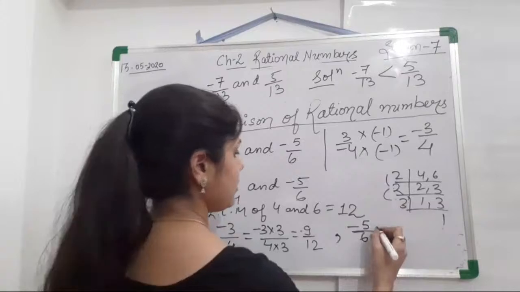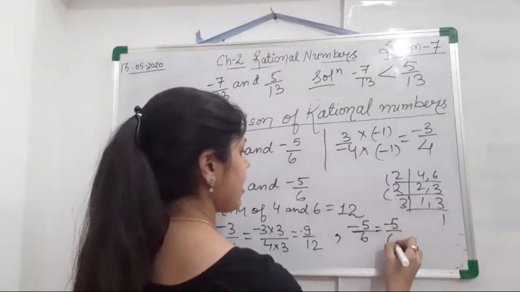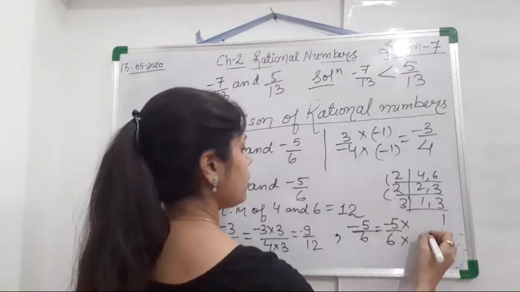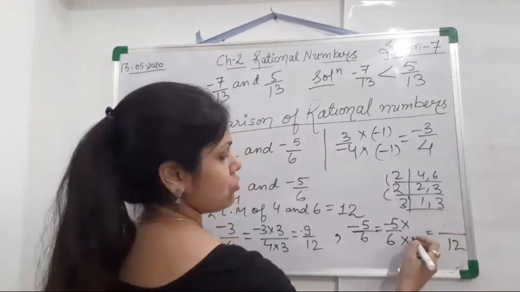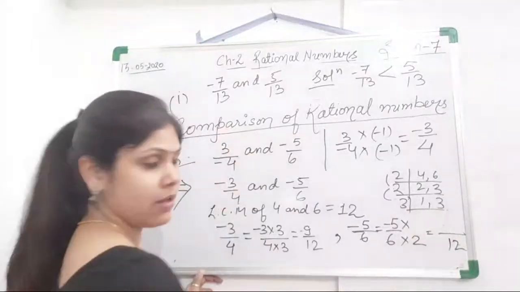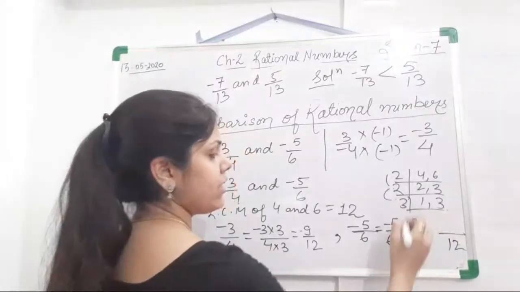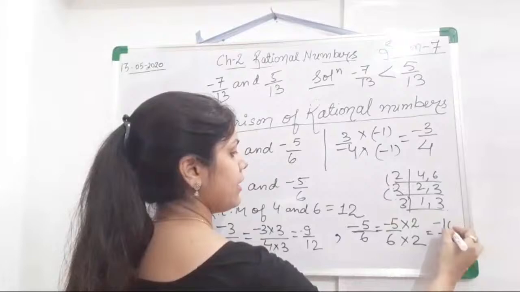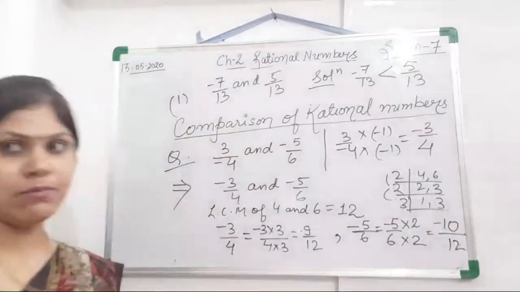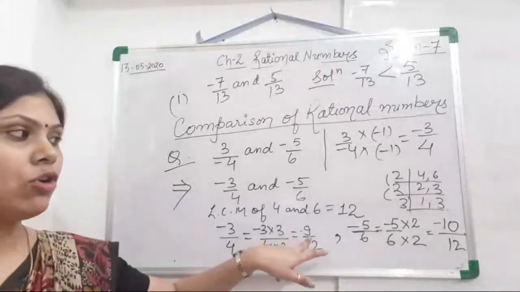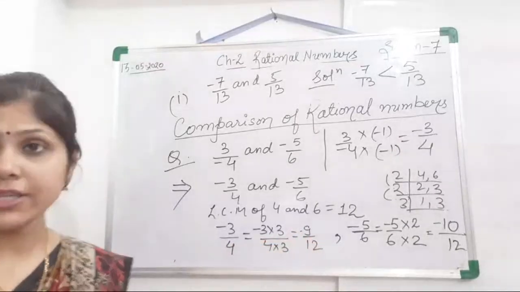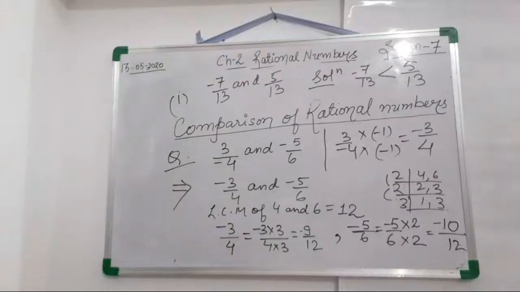upon 6. This can be written as minus 5 upon 6 into what? What do you multiply 6 by to get 12? 2. Fine. That means we will multiply by 2 in the numerator as well. So here you will get minus 10 upon 12. Now you have the numbers: one is minus 9 upon 12 and the second is minus 10 upon 12.